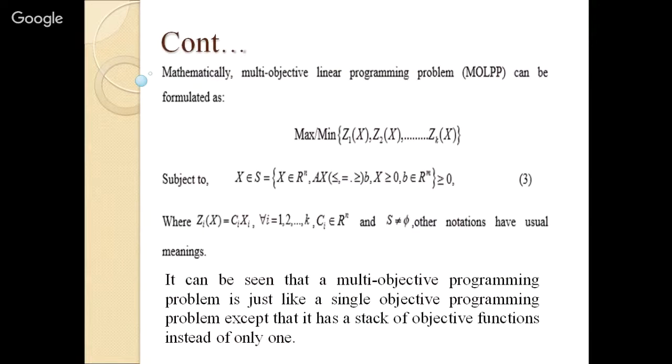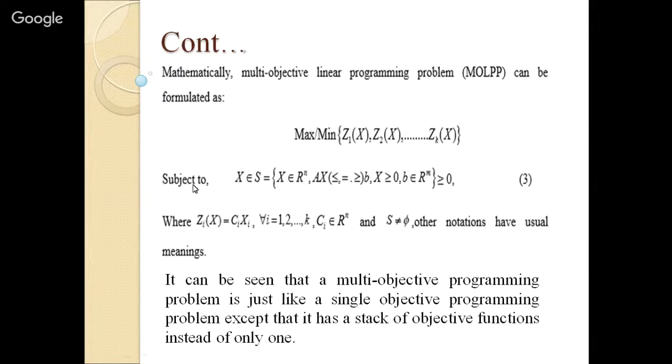So this is the format. You can see mathematically a multi-objective linear programming problem can be formulated as max or min Z1, Z2, up to Zk. All objective functions are conflicting. They are not of a similar type. Otherwise, if they are similar, then it can be converted into a linear programming problem with a single objective function. So all the objective functions must be of a different kind, conflicting in nature.